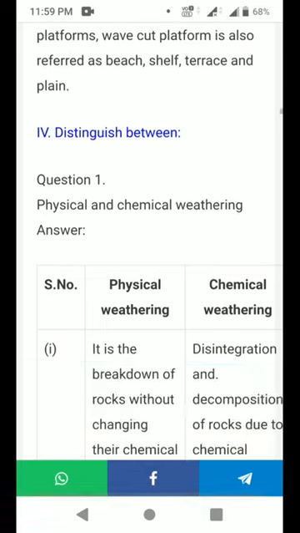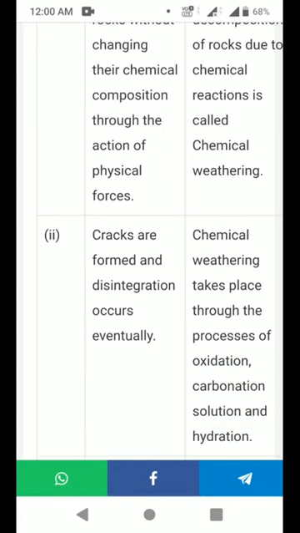Next, distinguish between. First question, distinguish between physical weathering and chemical weathering. Physical weathering is the breakdown of rocks without changing their chemical composition through the action of physical force. Chemical weathering: disintegration and decomposition of rocks due to chemical reactions is called chemical weathering. Cracks are formed and the rock disintegrates eventually.